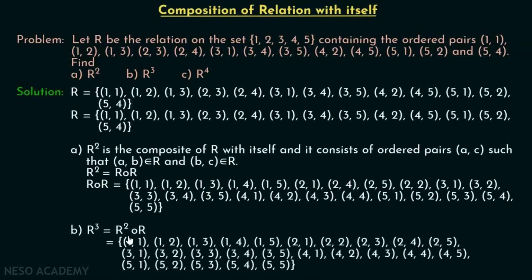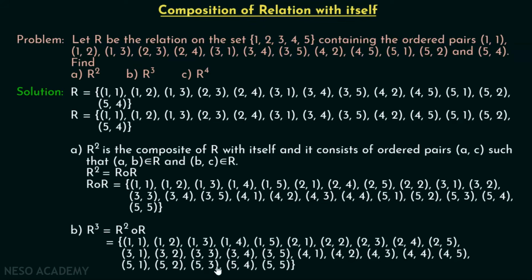R cube is nothing but the composition of R with R square, right? Now this is also simple. Here, instead of finding the composition of R with itself, we will find the composition of R with R square. Here you can see we have R square, and here we have relation R. We will find the composition of these two relations, and here you can see this is the composition of these two relations.